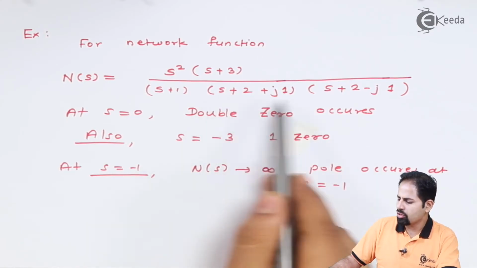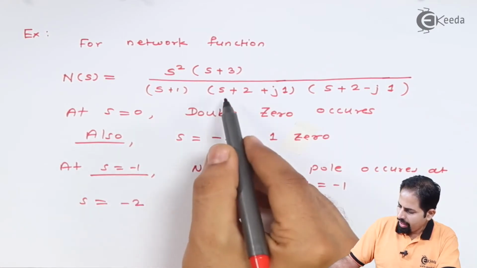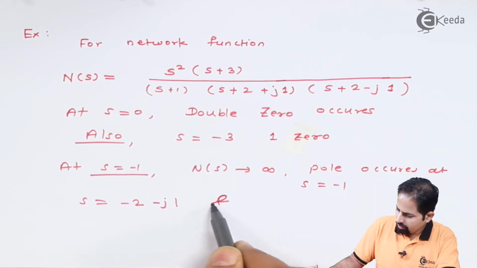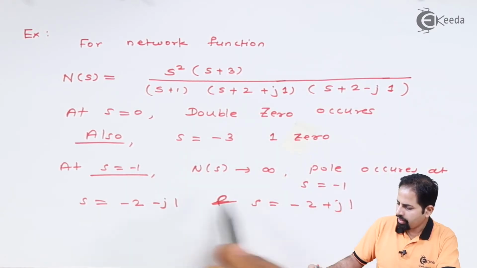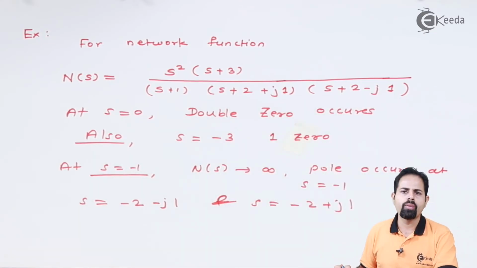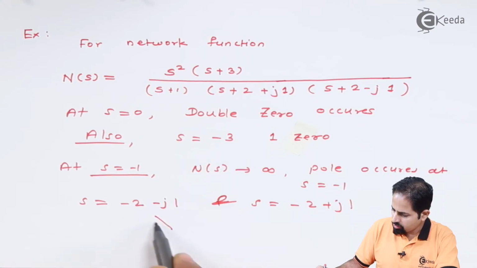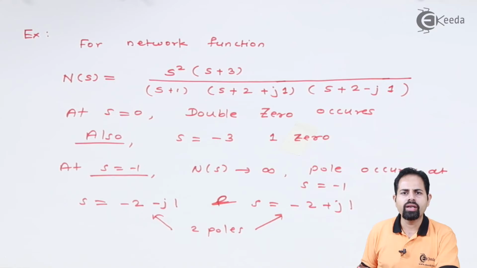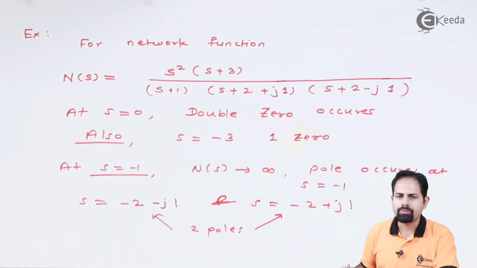And similarly, here you will have two more poles. At s equal to minus 2 minus j1, and s equal to minus 2 plus j1, at both these values this denominator will again become 0. So these are two more poles. This is how we calculate zeros and poles of a network function, which I just explained.